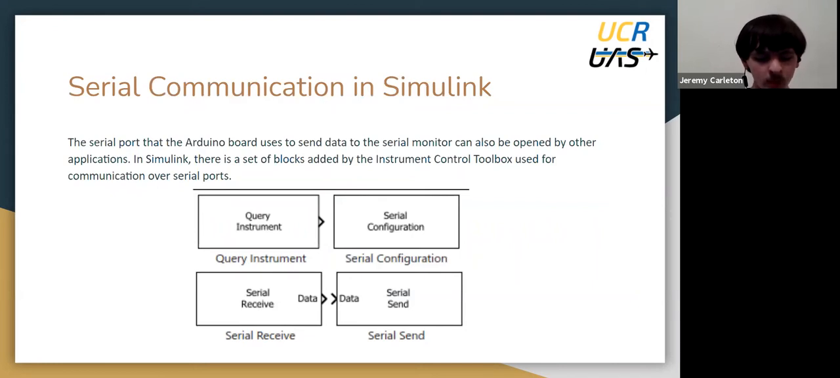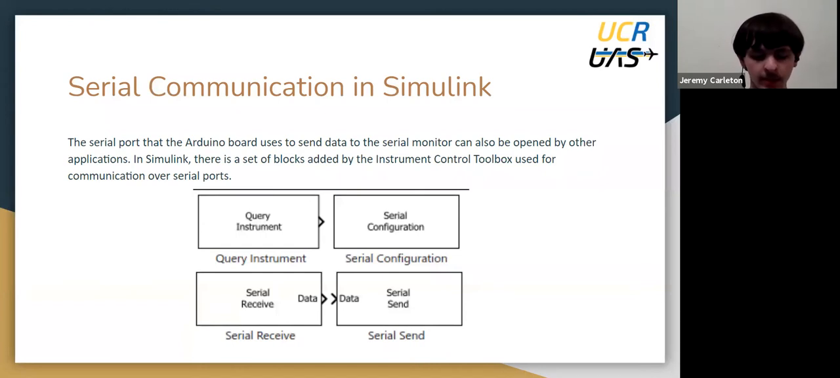So before we get our data into the MATLAB workspace, we'll be putting it into Simulink, and to do that, we need to establish a serial interface between Simulink and our Arduino. The serial port that the Arduino board uses to send data to the serial monitor can also be opened by other applications. In Simulink, there's a set of blocks added by the Instrument Control Toolbox that's used for communication over serial ports. So it's very convenient to use this to receive the data.